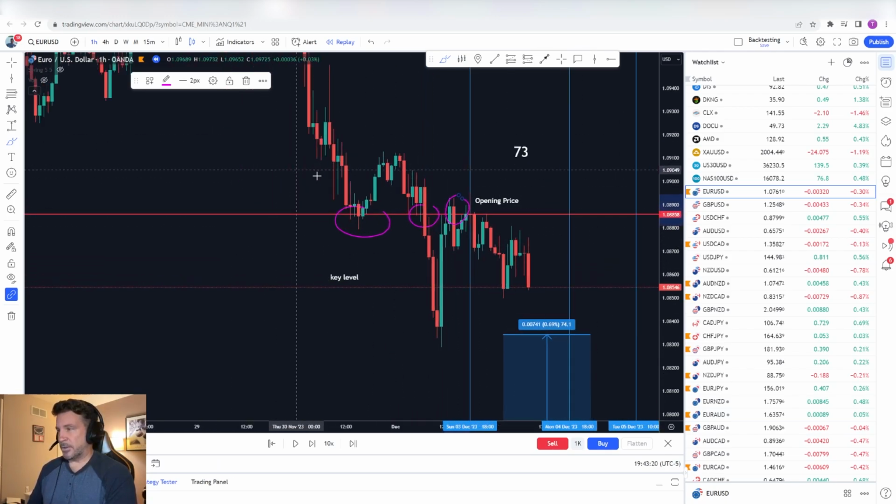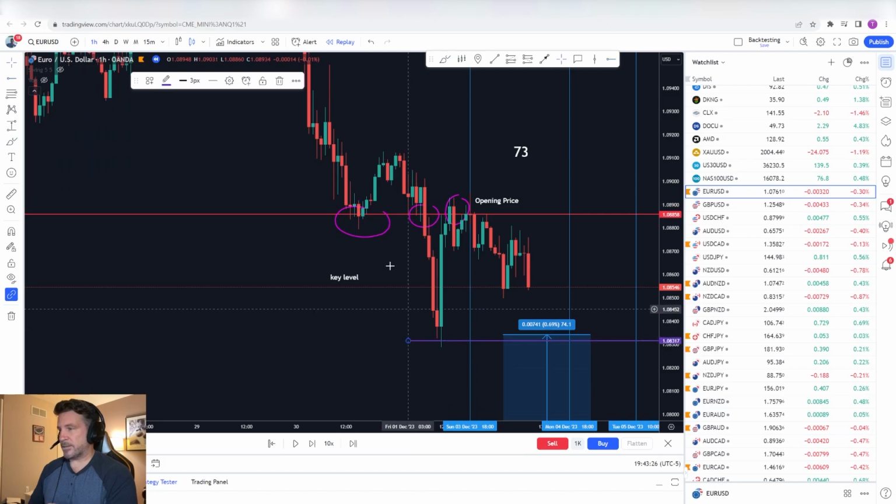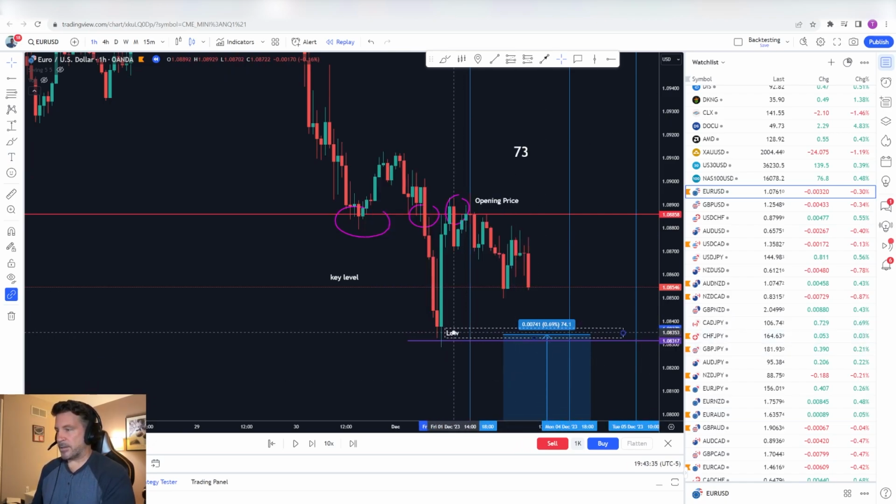Now, let's just look left here. There's a low right here. I'll mark it off. It's a horizontal ray right there. And I'm just going to label that, we'll just call it low, just so I'm aware. There's a low down here.